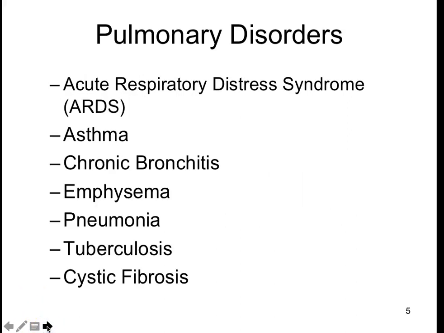All right, so pulmonary disorders: ARDS, which is a type 1 respiratory failure pattern, and asthma, chronic bronchitis, emphysema, pneumonia, TB, and cystic fibrosis are all type 2. In all of these cases, for different reasons, you don't oxygenate the body properly and you don't get rid of enough CO2, and so complications like acidosis can ensue. So all of those are type 2 hypoxic hypercapnic respiratory failure.